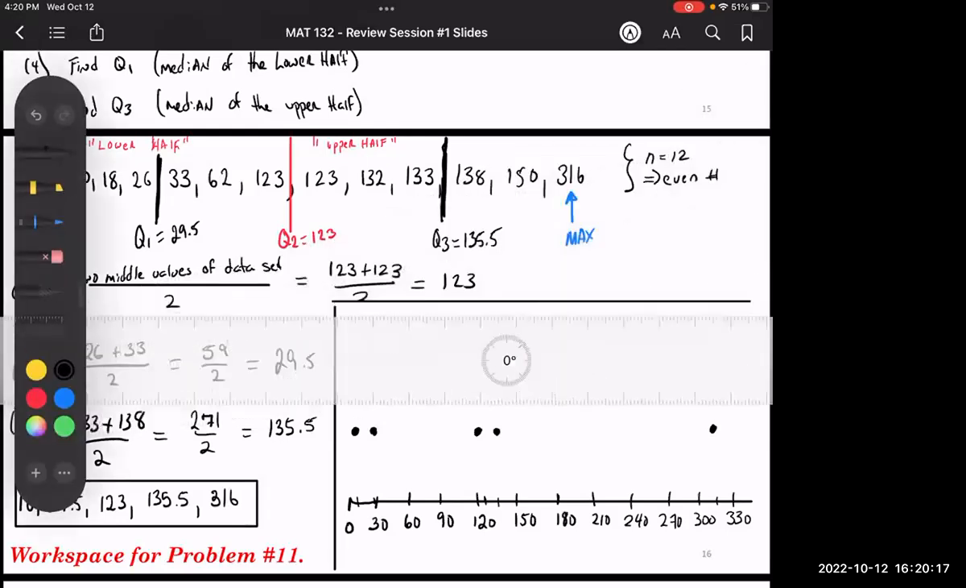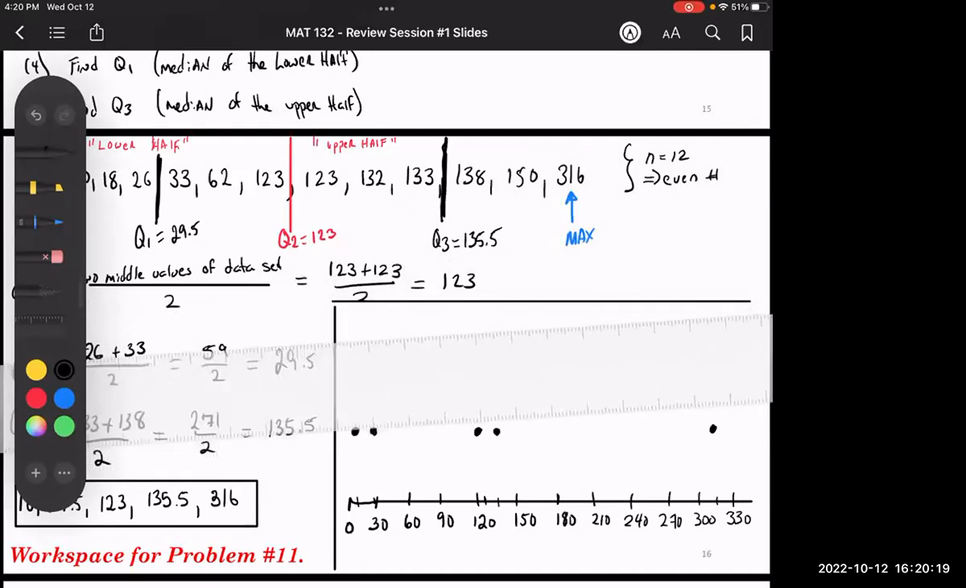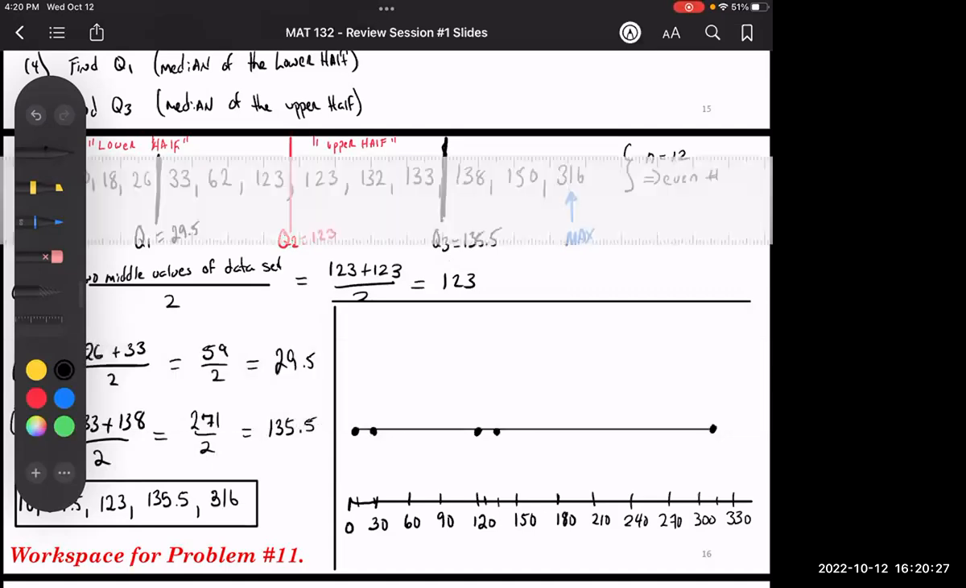To do the box plot, you draw a horizontal line that extends from the minimum to the maximum. Then you draw a box that goes from Q1 to Q3. So I was drawing the bars here. And then you draw a vertical line that goes through Q2. So technically speaking, this is what your box plot looks like.